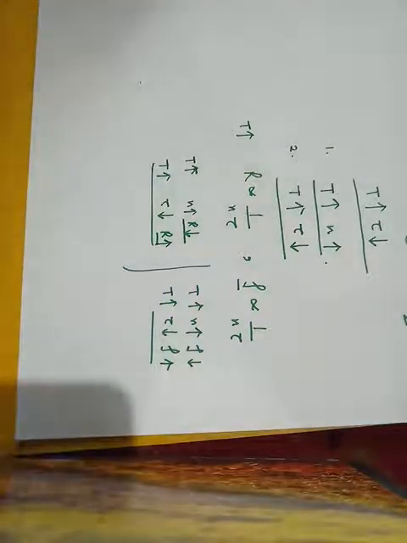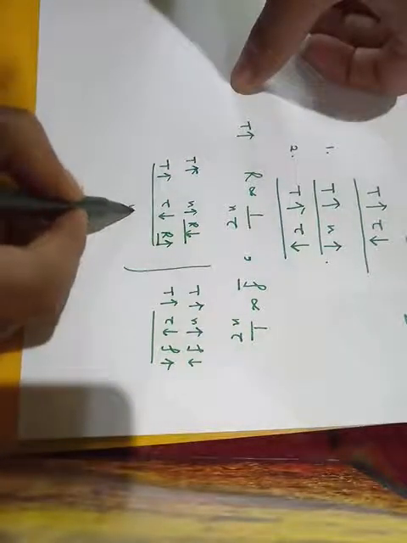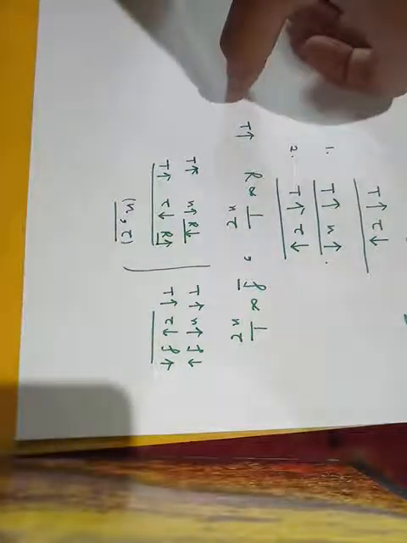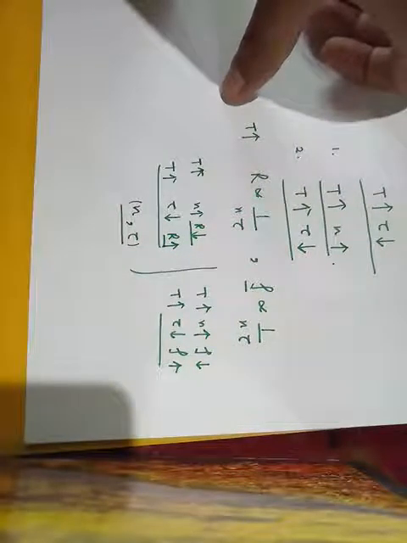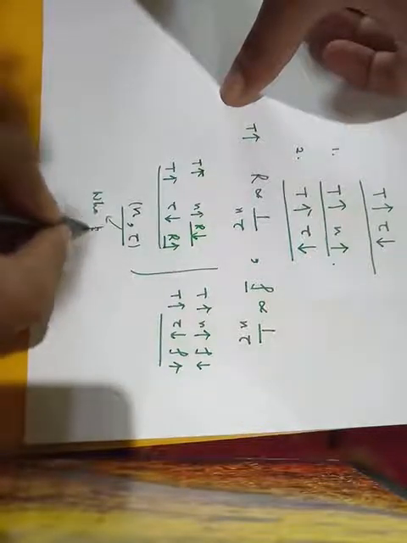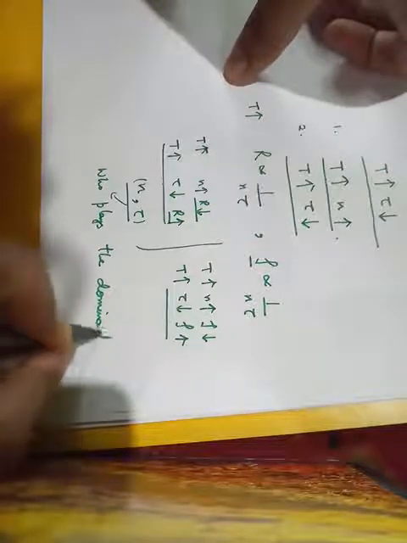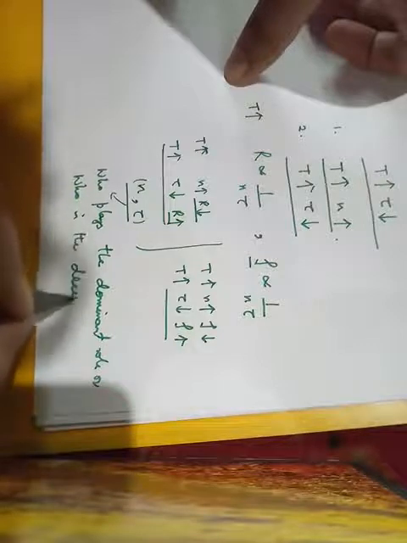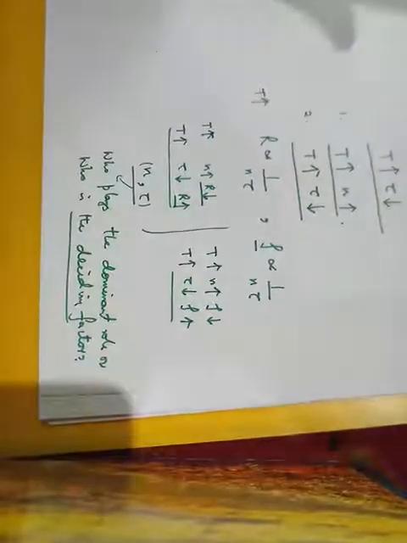Okay, now look, we have studied two factors. The first factor is n, and the second factor is tau. Out of the two factors, who plays the dominant role, or who is the deciding factor out of the two? We have to look out for that. Who is the deciding factor?